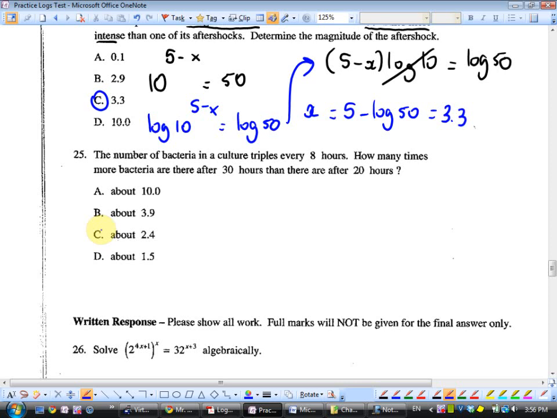It says the number of bacteria in a culture triples every how many hours? How many hours are we talking about here? What's the difference between here and here? 10. How many hours to triple? Are you saying that in 10 hours, a little more than triple? What's the correct answer without me doing any of the math? It's got to be B.